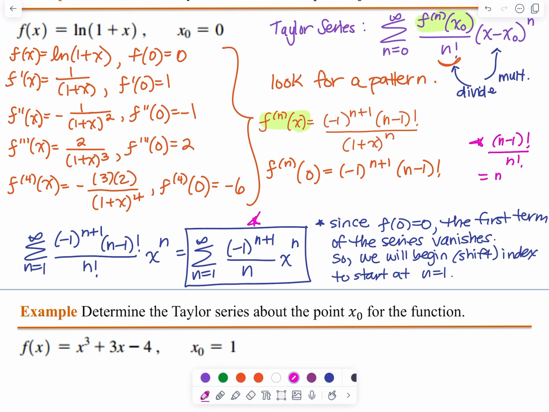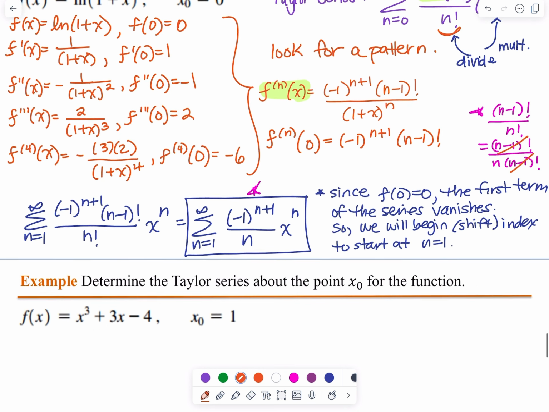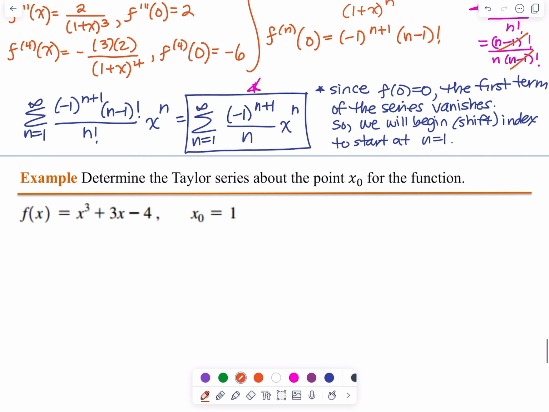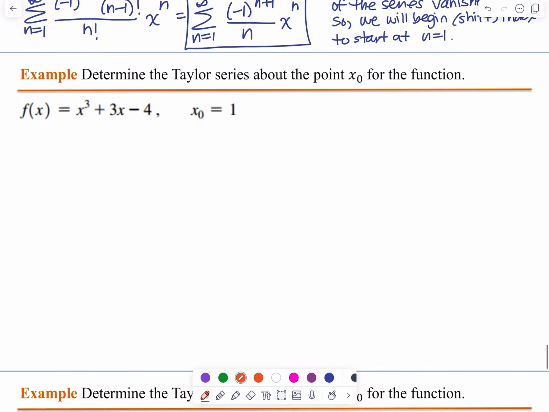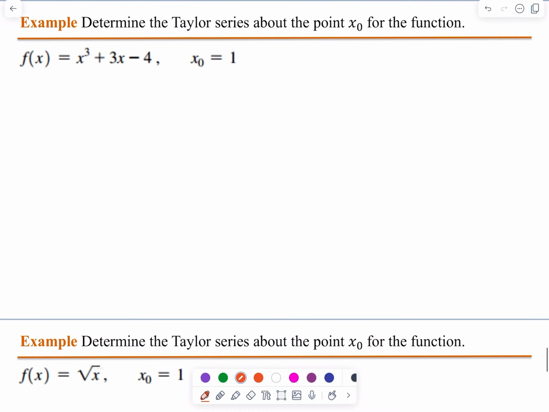(n minus 1) factorial divided by n multiplied by (n minus 1) factorial. So these will cancel and we're just left with the n in the denominator. Okay, let's find the Taylor series about the point x naught for this polynomial. Again, we're going to need some derivatives.